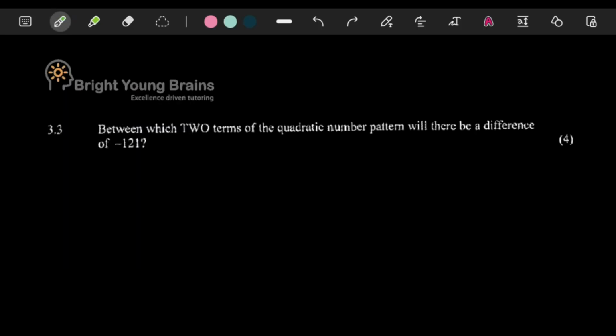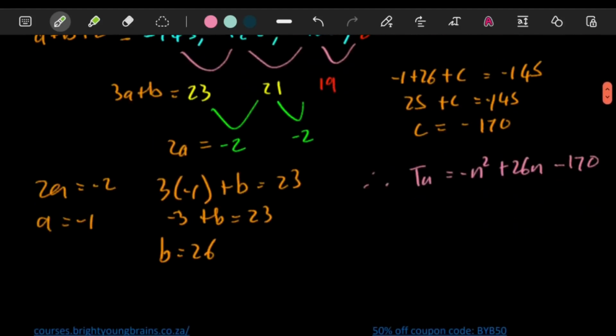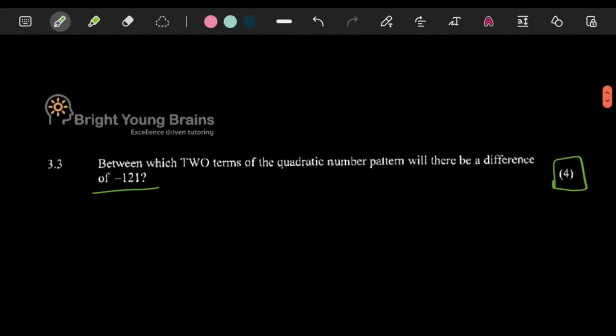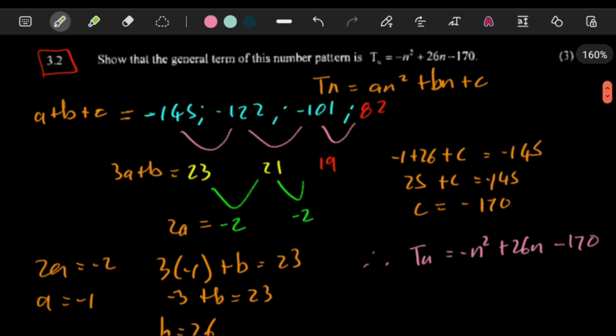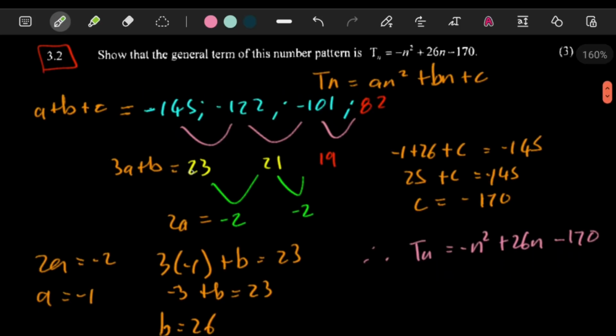Come on now. 4 marks, it says. How do you get these 4 marks? Between which two terms of the quadratic number pattern will there be a difference of negative 121? Between which two terms? Okay, you have to realize, you see here, between these two terms, this is the difference. Between these two terms, this is the difference. Between these two terms, this is the difference.